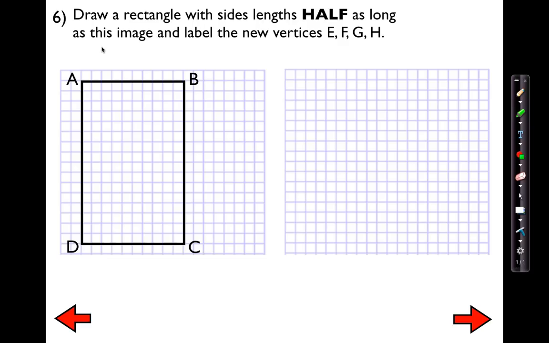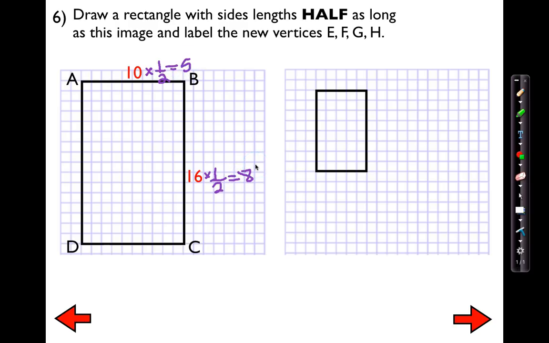Number 6 says draw a rectangle with side lengths half as long as this image and label the new vertices E, F, G, H. Go ahead and pause the video and try this one by yourself. Okay, so let's see how well we did. So first, it's going to be a good idea to go ahead and identify the original length and height. I would say the length is 10 and the height is 16. Since they are asking us to take half of it, I'm going to go ahead and multiply it by a half, which means the new length is going to be 5 and the new height is going to be 8.